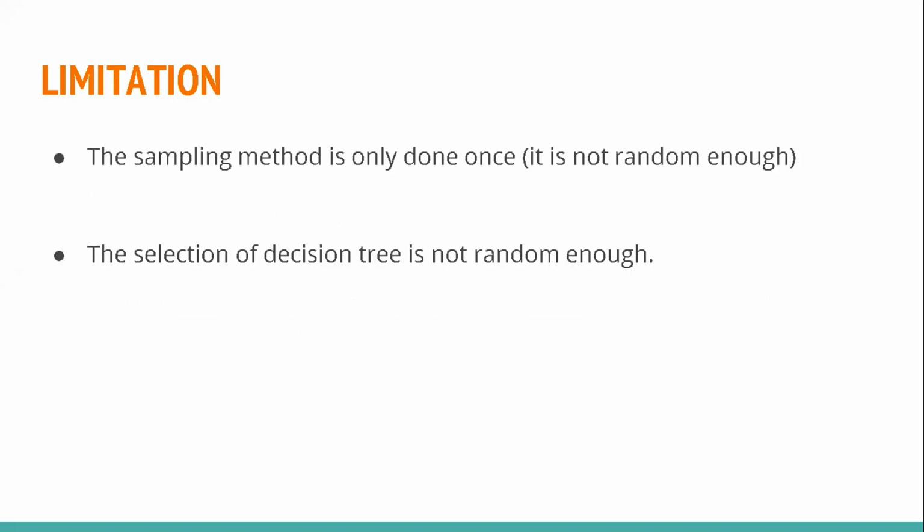Next, the limitations. First, our sampling method is only done once, so we think it is not random enough. Our recommendation is that we could repeat the sampling with a different set of randomized data to validate the model. For example, we can use a different ratio of training versus testing set. Next, the selection of the decision tree is not thorough enough because we did not try all the possible pruning levels. Next, Farhana.